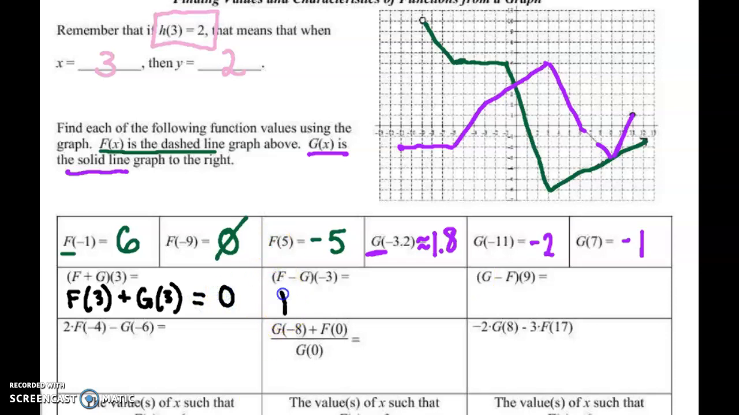Here's another one where you basically find f of -3, find g of -3, and subtract them. Now the order matters, so make sure you do the green function before the purple function, or dashed before solid, sorry. So f of -3, again my green, looks like 6, and then my purple is 2. 6 minus 2 would give me 4.